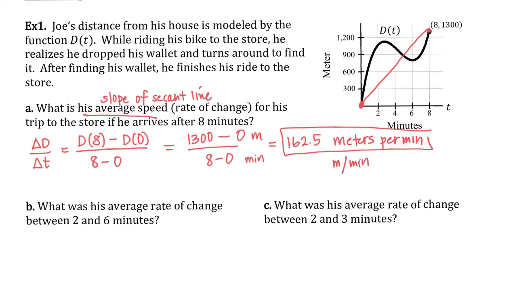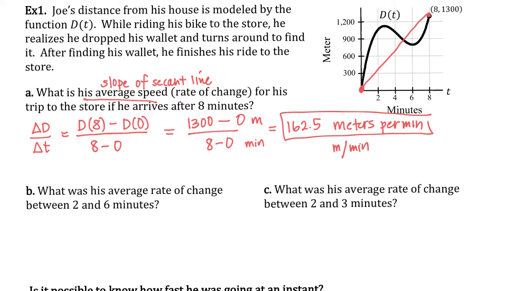Okay, now let's say we want his average rate of change between 2 and 6 minutes. I'm going to use the graph again, but this time I'm going from t equals 2 minutes to t equals 6 minutes. So t equals 2 is up here. t equals 6 is down here. If I draw the secant line, okay, I'm going to try to find the slope of that line, which is also d of 6 minus d of 2, or the distance at 6 minutes minus the distance at 2 minutes, over 6 minus 2. Okay, I'm not actually going to calculate it, but that's how I would set it up.